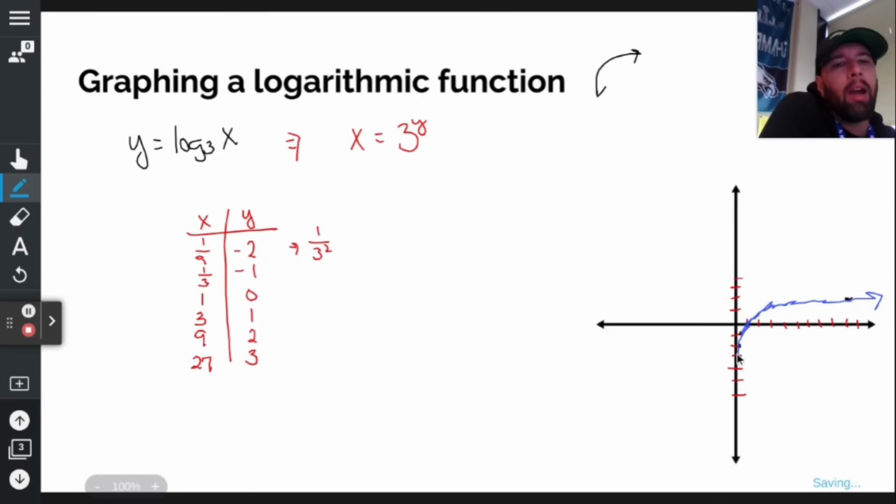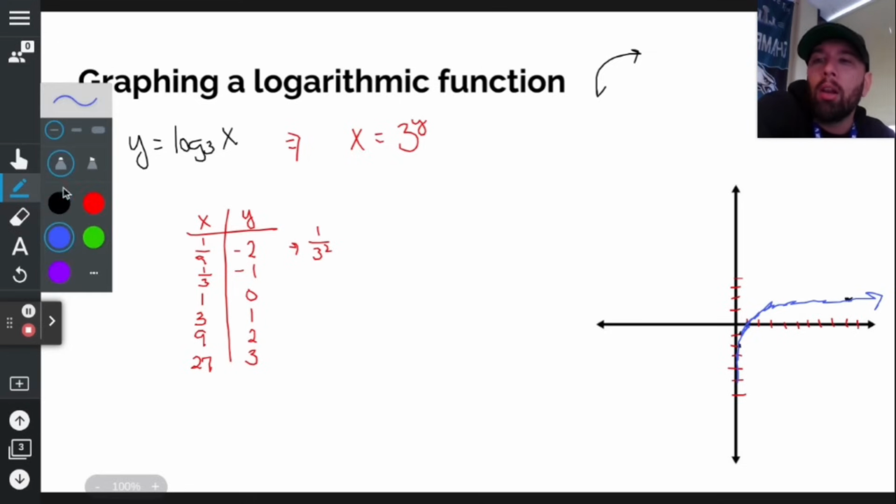So you'll never have a negative x value because you're not allowed to. By the way, this has to do with a lot of inverse stuff, which we will probably see. If you were to try to remember what an exponential function looks like, it looks something like this. So this is just the y equals x mirror image of it.